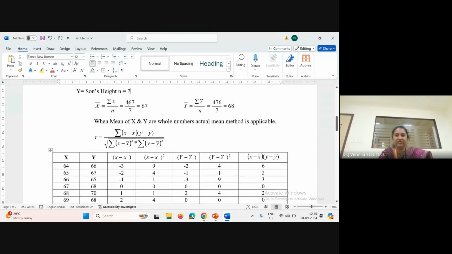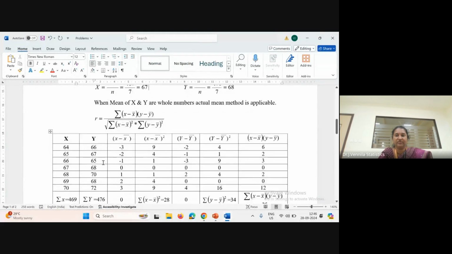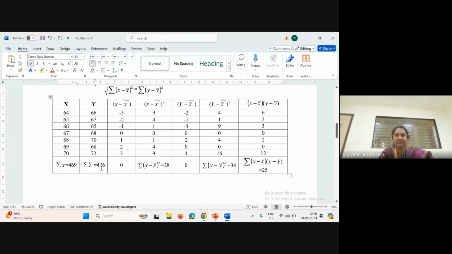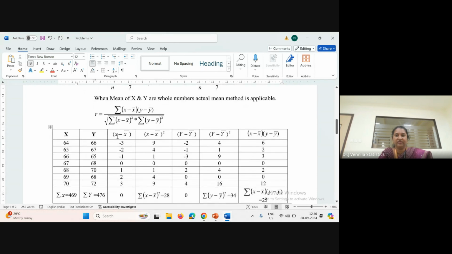So what is the total of summation x? 469. Then 469 divided by 7, if you apply the x bar formula, we get 67. So the average height of the father is 67. In the same way you can find the son heights also. The total of son heights is 476, so 476 divided by 7, we get the average son height as 68. Once you find the averages, you can substitute in the formula.